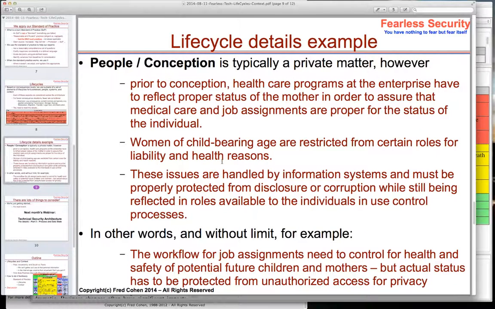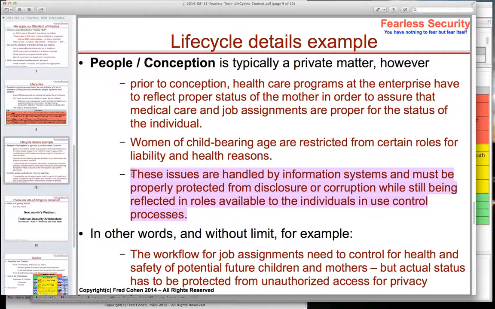But here's an example. People or conception is typically a private matter, but healthcare programs have to reflect the proper status of the mother in order to ensure that the medical care and job assignments are proper for the status of the individual. Typically, women of childbearing age are restricted from certain roles for liability and health reasons. And of course, these issues have to be handled by information systems so that the management of operations is efficient and effective. But those systems, of course, have to be properly protected from disclosure because it's nobody else's business.